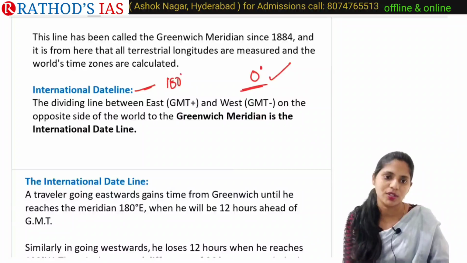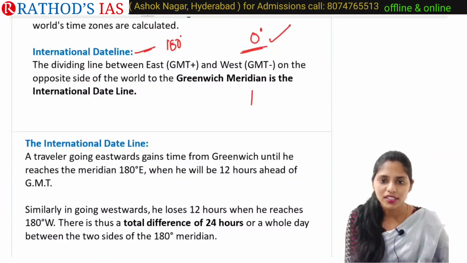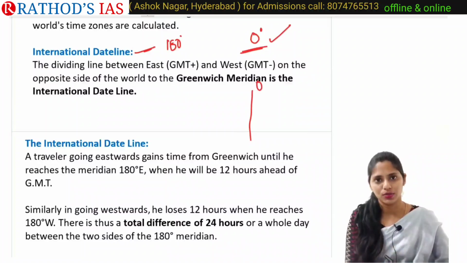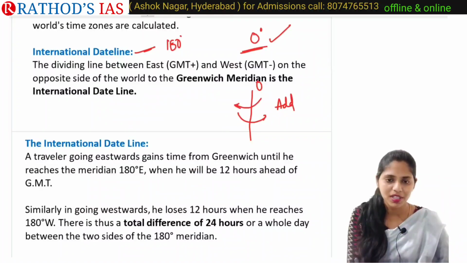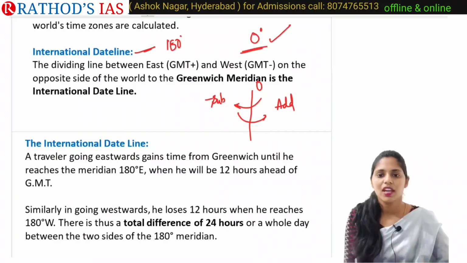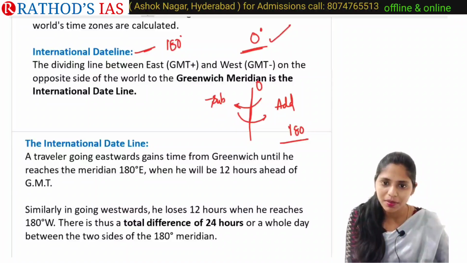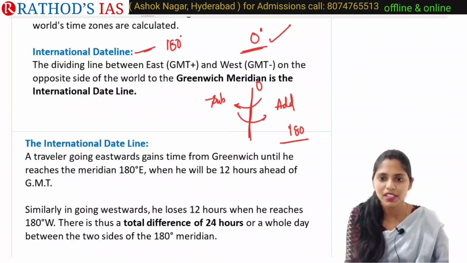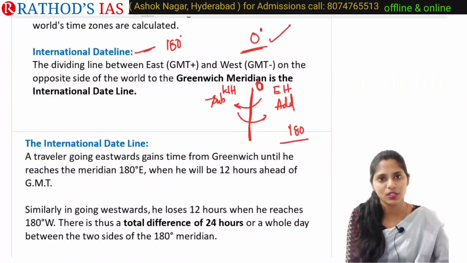To understand the international dateline, we need to know about 0 degrees longitude as well as 180 degrees longitude. Till now we discussed that when we move towards east, we have to add time, and if we move towards west, we have to subtract time. Is it clear? Now let us see what this 180 degrees is. The 0 degrees longitude divides our earth into two hemispheres, the eastern hemisphere and the western hemisphere.